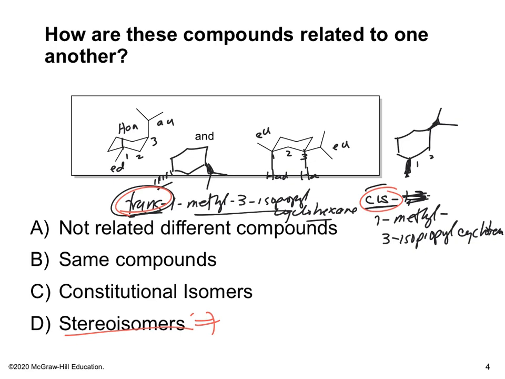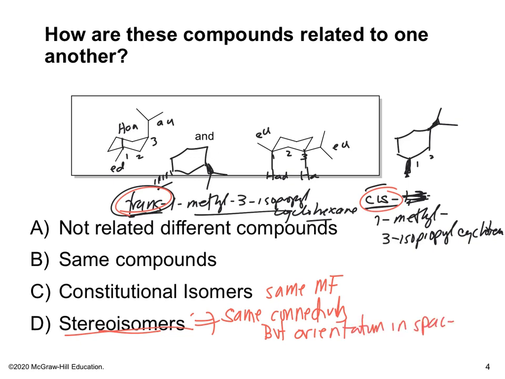And in this chapter, we're going to break down stereoisomers. That means they have the same connectivity, so they have the same molecular formula, but their orientation in space is different. Space differs. And you see that with this being below the ring, this is above, and this is above, and this is above. Their orientation in space is different.